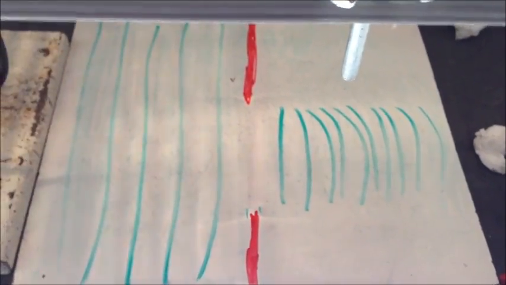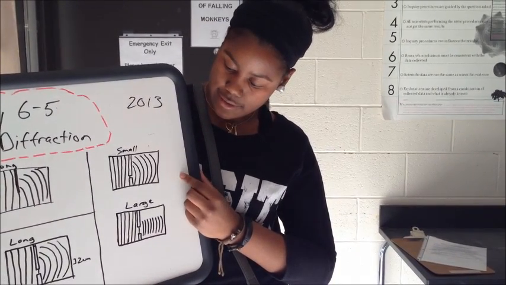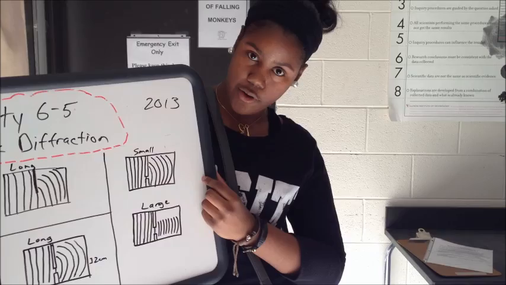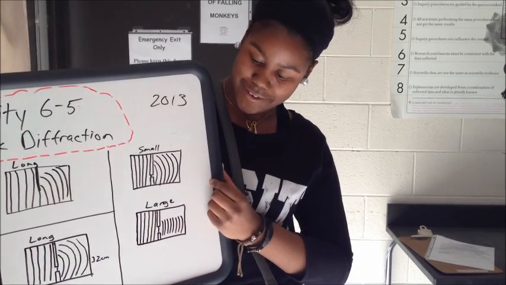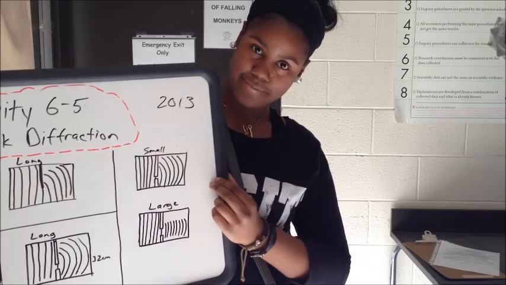A big hole. In this diagram, when the holes decrease, the waves diffract more. However, it's vice versa. When the hole increases, the waves diffract less.